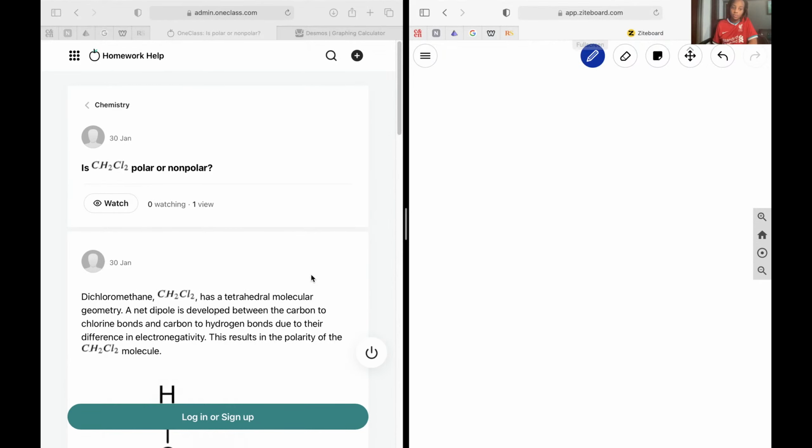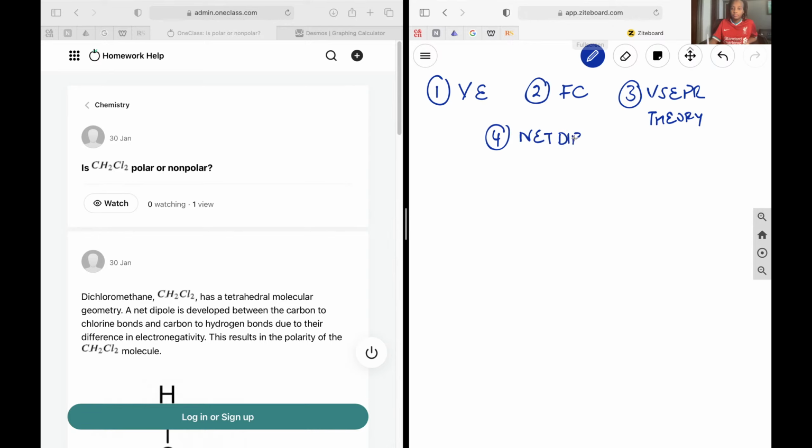So for our first one, we are trying to find out whether CH2Cl2 will be polar or non-polar. For all of our questions today, we will first be counting the valence electrons. Secondly, we will be checking out our formal charges. I'll explain why later. Third, we'll figure out its VSEPR theory, and then for the fourth part we'll be figuring out the net dipole moment.